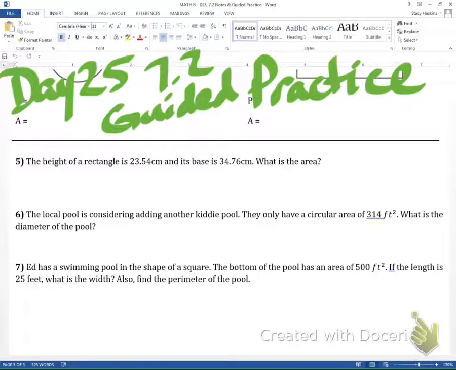There were two problems I asked you not to do yet because I had not shown you at the time how to do those types of problems. We're going to go over those together today. When you're ready, push play.